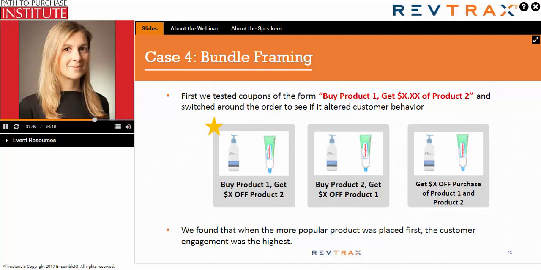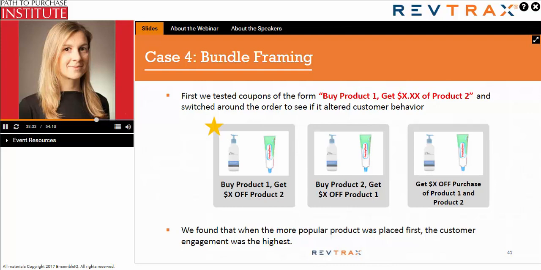So first thing that we found is the one we marked with a yellow star, where we found that this is definitely the winner by a lot, by orders of magnitude more engagement with this offer, and it said buy product 1, get $3 off product 2. And in this case, product 1 is the more popular of the products. It's the product that people tend to buy more often. So when you are making a bundle framing, we found that when you say buy a product which you're already probably buying anyways, and then get $3 off the other product, this is going to be the most successful framing relative to the other framings.